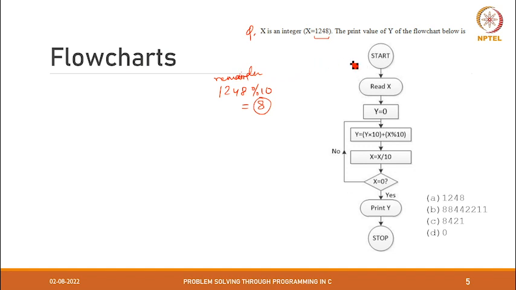So first, when the program is started, we read x. When we read x, we have given the value x is equal to 1248, and in the next step we set y is equal to 0. Then our looping construct starts. The first step is y is equal to y into 10 plus x percentage 10. So what will it do? 0 into 10 plus x percentage 10. Like I said, 1248 percentage 10 gives 8. So basically y is 8 now.